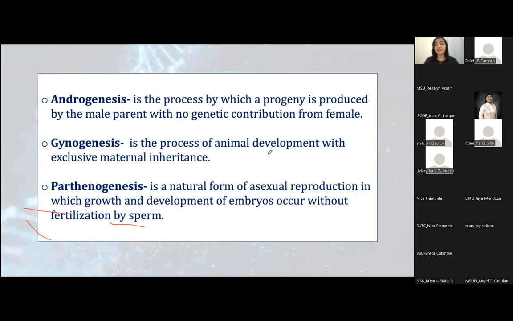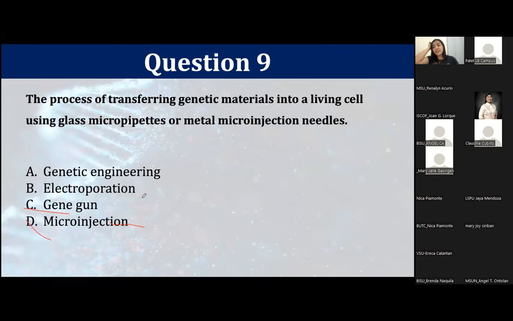Gynogenesis is the process of animal development with exclusive maternal inheritance. Parthenogenesis, natural form of asexual reproduction in which growth and development of embryos occur without fertilization by sperm. So what can you see here, class? Gynogenesis and parthenogenesis are almost pareho sila. Okay, so gynogenesis is a form of parthenogenesis. Okay, so ayan siya. Next, we have this question.